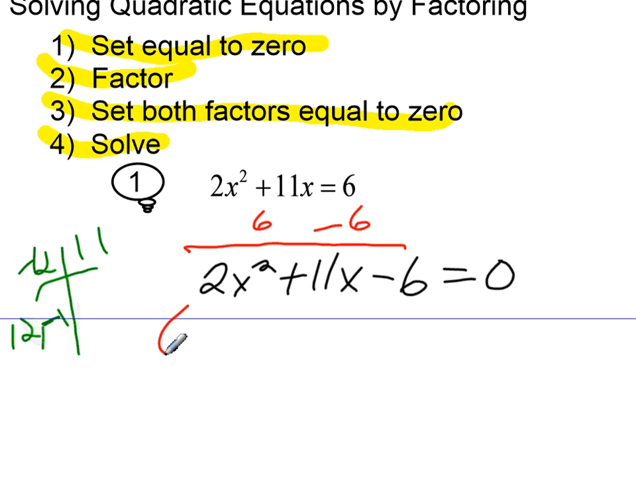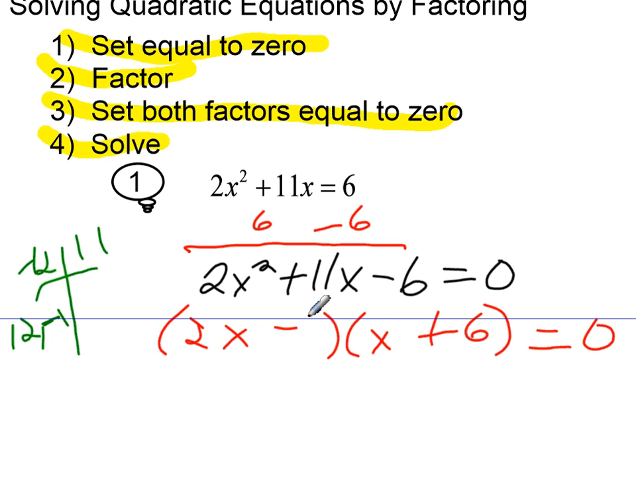First times first is 2x times x. Outer times outer has to be positive 12, so 2 times positive 6. Inner times inner has to be negative 1, so 1 times negative 1. And last times last is negative 6. That was step 2. So I did step 1, I did step 2.